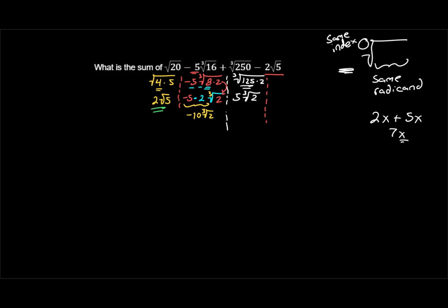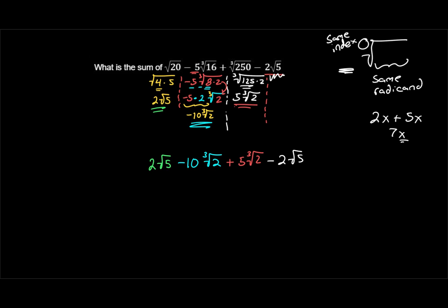From the first term, we have 2 radical 5. From the second term, we have negative 10 cube roots of 2. From the third term, we have 5 cube roots of 2. It's a positive though, so plus 5 cube roots of 2. And then lastly, we have the radical that couldn't be broken down, subtracting 2 square roots of 5. So we have successfully simplified each of the radicals.